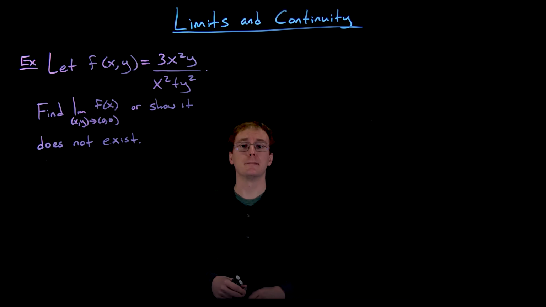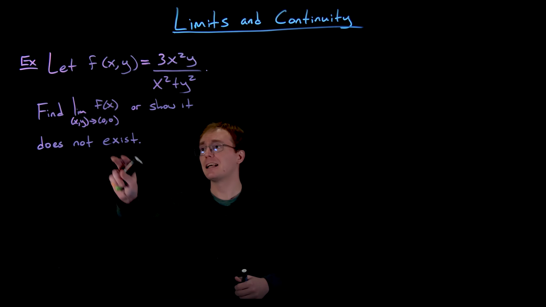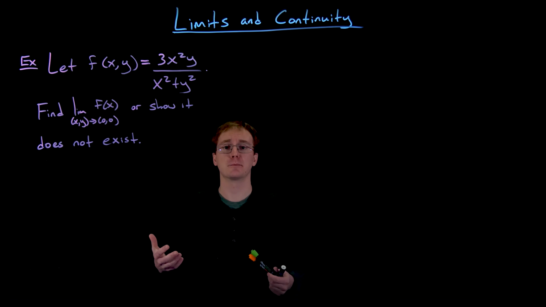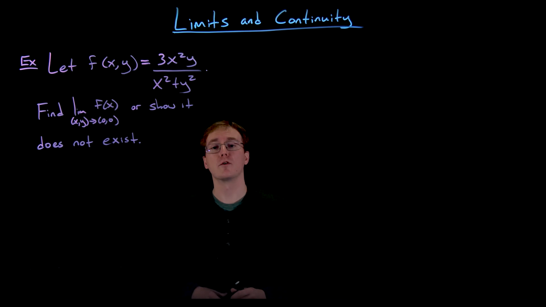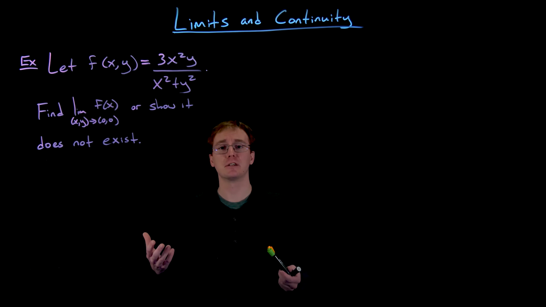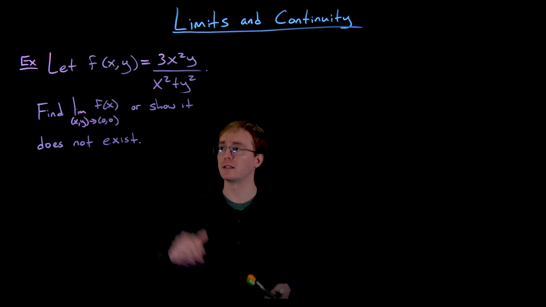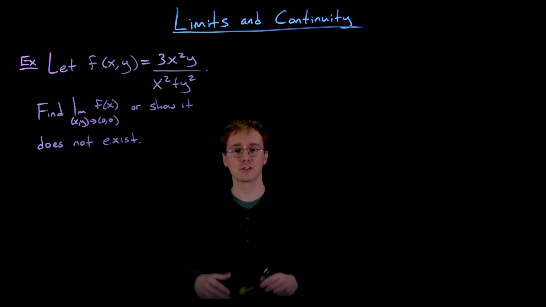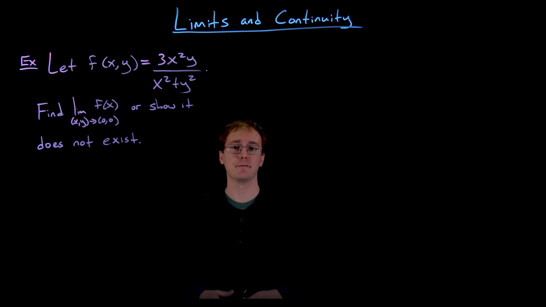So in order for a limit to not exist, we have to show that as we approach this point 0, 0 from a couple different directions, our function is approaching different values. Or if we think the limit does exist, what we have to show is that as we consider a bunch of different directions in which we can approach the point 0, 0, no matter which path we take, it looks like our function is approaching the same value.